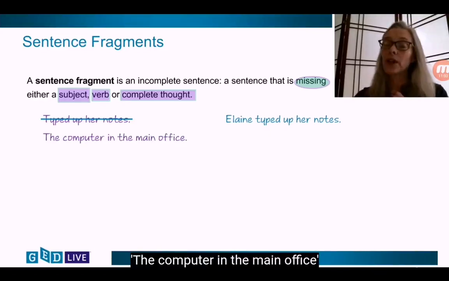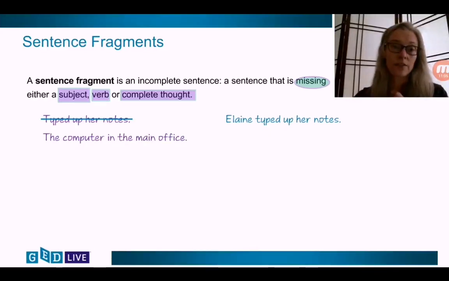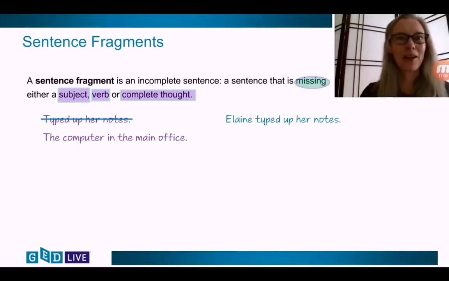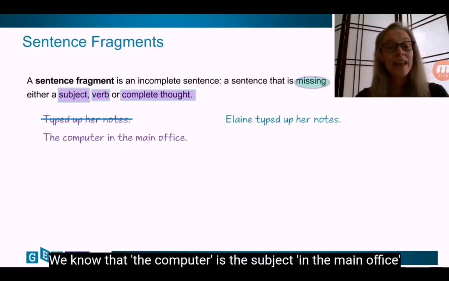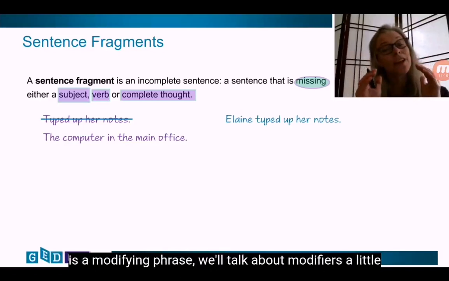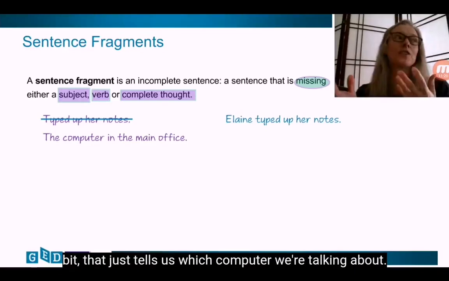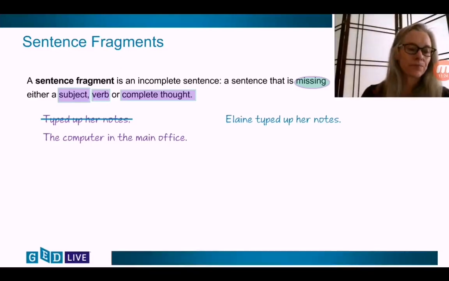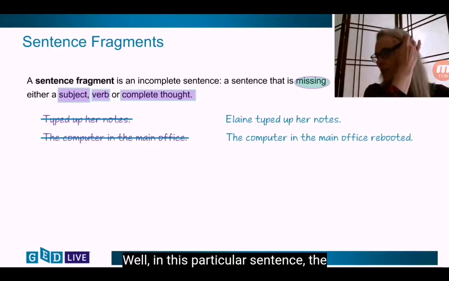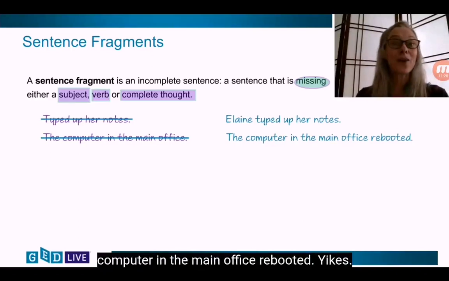The computer in the main office is missing a verb. We don't know what the computer in the main office did, right? We know that the computer is the subject. In the main office is a modifying phrase. We'll talk about modifiers in a little bit. That just tells us which computer we're talking about, but we still don't know what the computer did. Well, in this particular sentence, the computer in the main office rebooted.